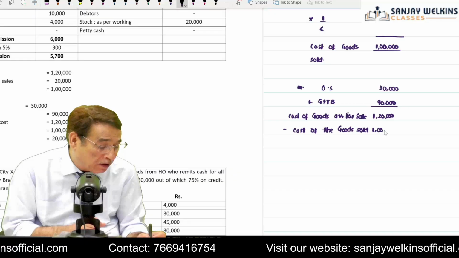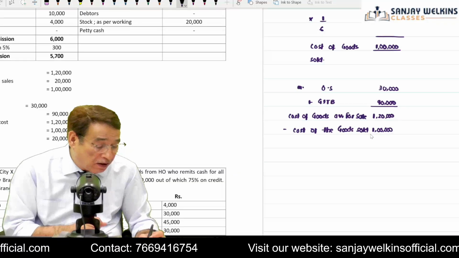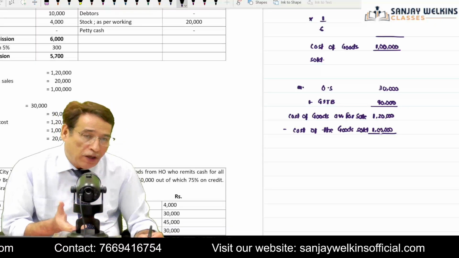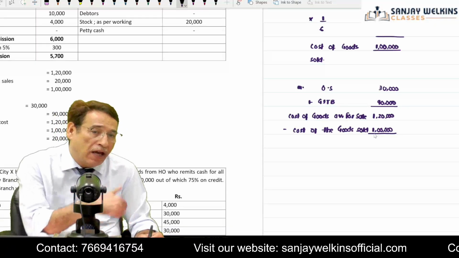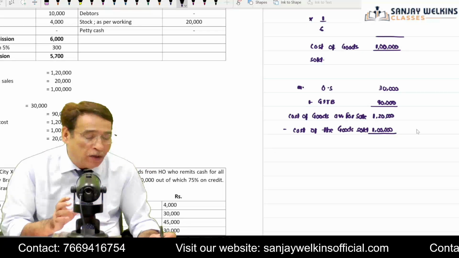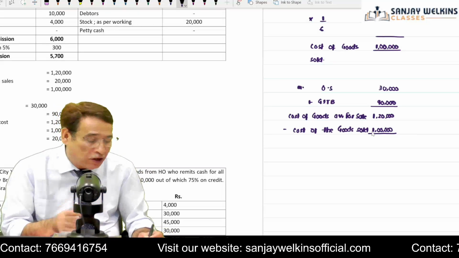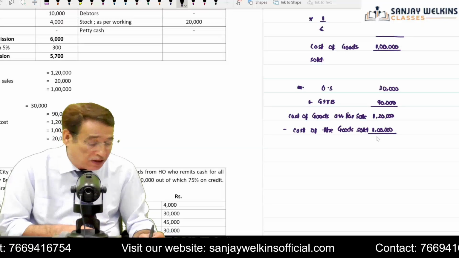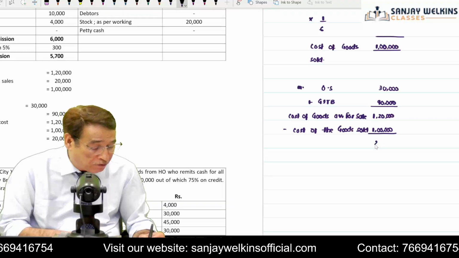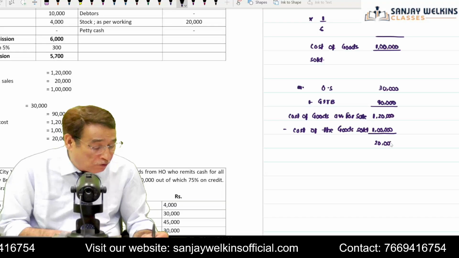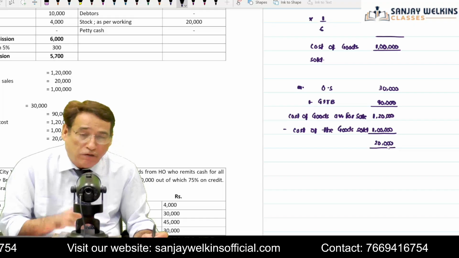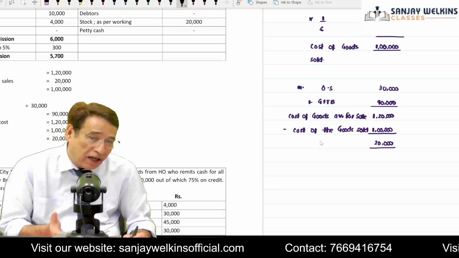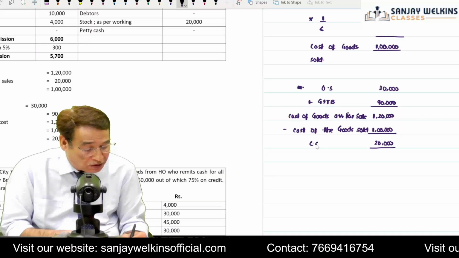So now we may say that out of 1,20,000 total goods which were available with the branch, 1 lakh worth of goods have been sold out. That's a different matter, that the branch sold it for 1,20,000. But importantly, we have now been successful in finding the closing stock available with the branch. Out of 1,20,000 worth of goods, 1 lakh worth have been sold, so the closing stock available with the branch is equal to 20,000.